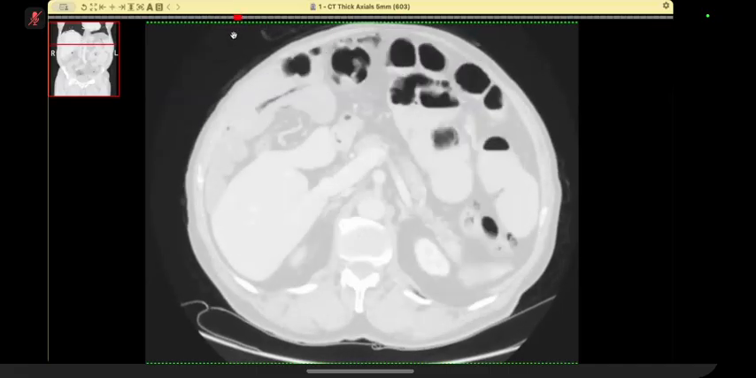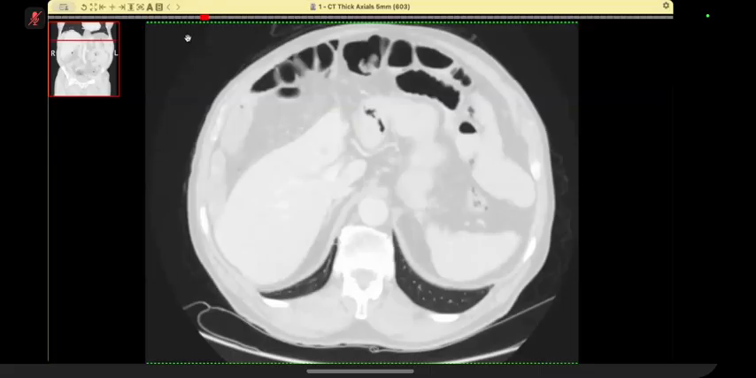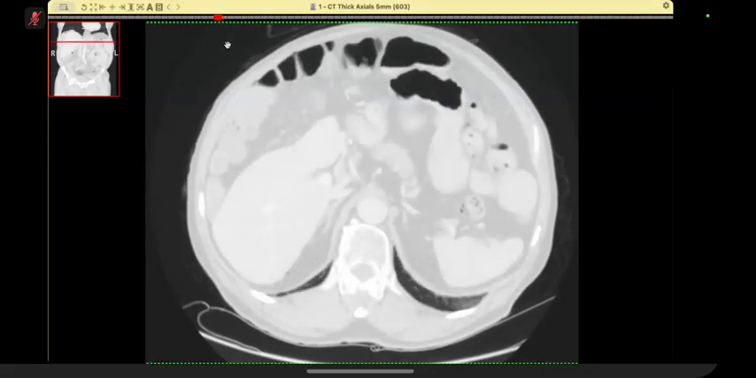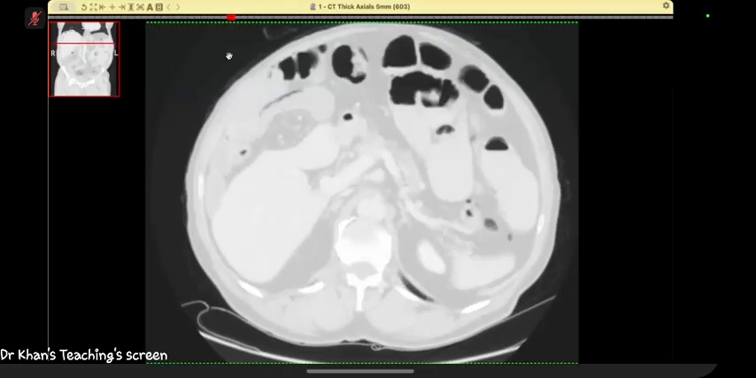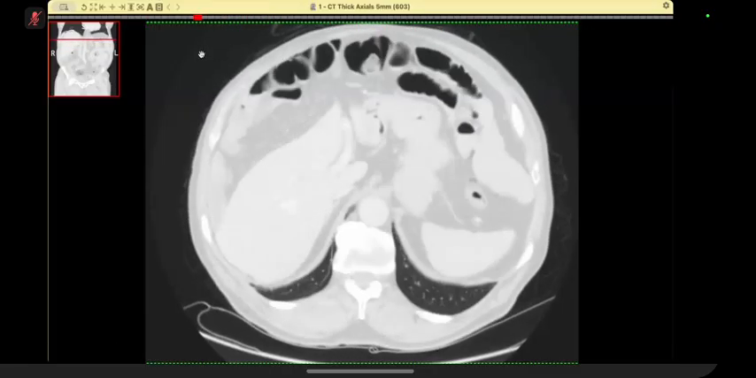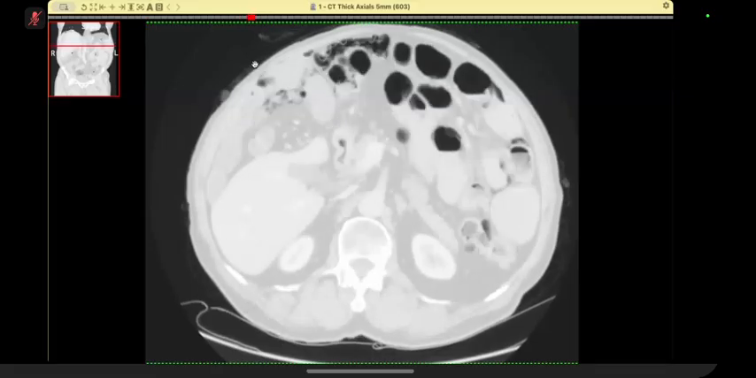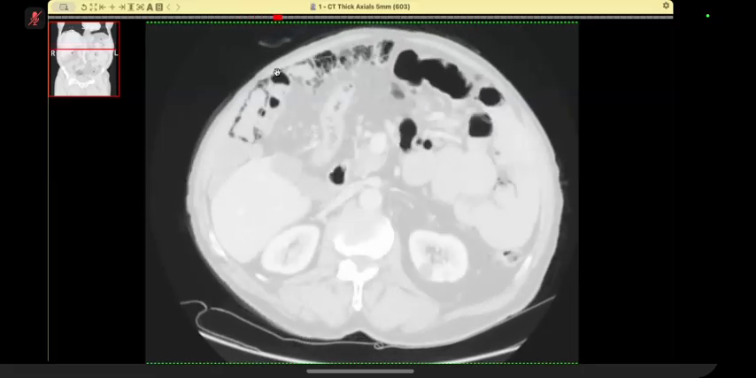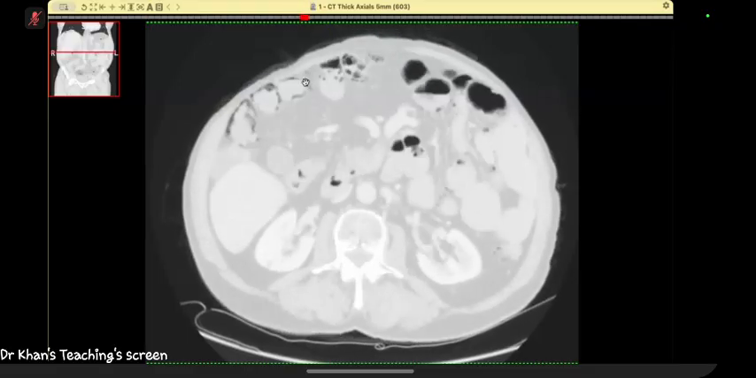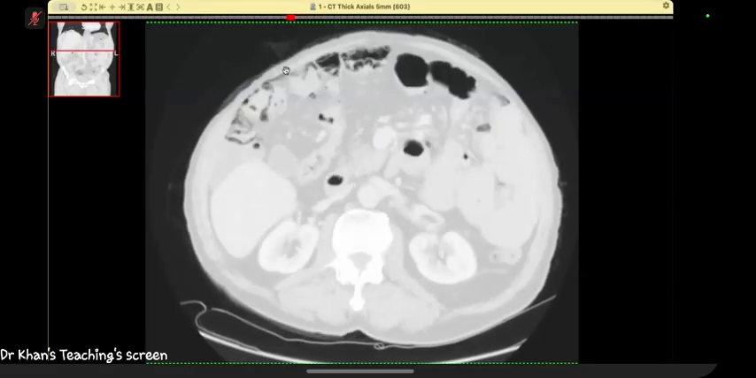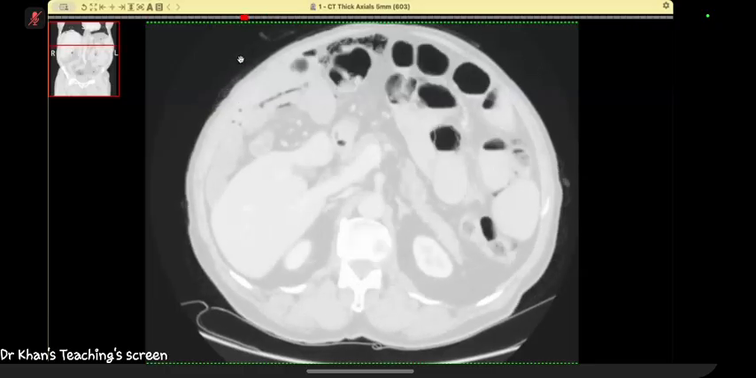So I can see that there is a focus of gas noted around the liver. It is under the diaphragm, so this is in keeping with pneumoperitoneum. I would like to see the source of this. I can also see that there is some gas noted in the anterior upper abdomen as well.